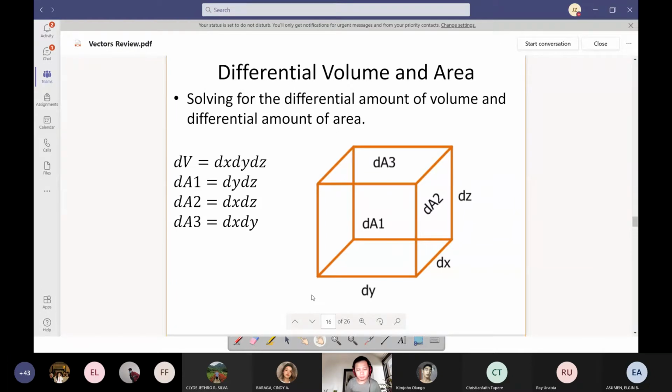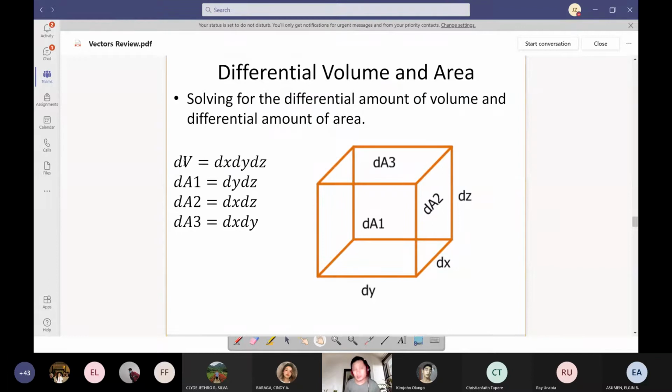Okay? Now, what if I want to get the total volume? Since I only have a small amount of volume, a differential amount of volume or differential amount of area, dA1 or dA2 or dA3, and the differential volume, how do we get the total volume? Okay? Now, I believe you already know the answer.